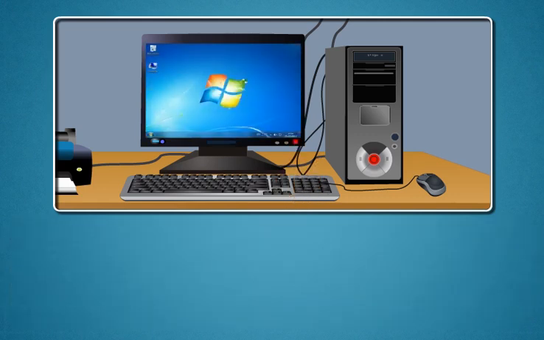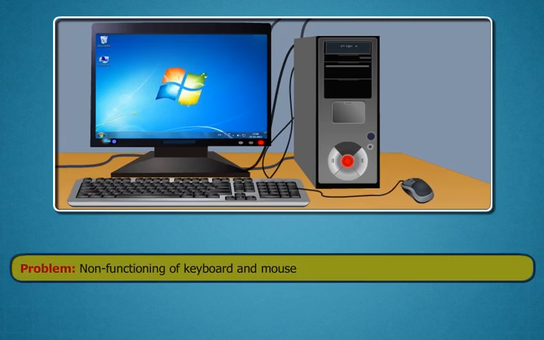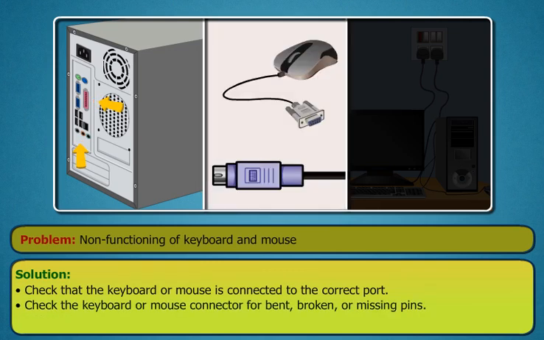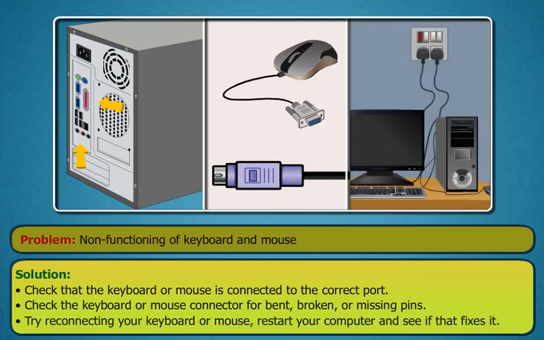The computer has started, but we are not able to use the keyboard and the mouse. To troubleshoot this problem, we need to check that the keyboard or mouse is connected to the correct port. Check the keyboard or mouse connector for bent, broken, or missing pins. Try reconnecting your keyboard or mouse. Restart your computer and see if that fixes it.